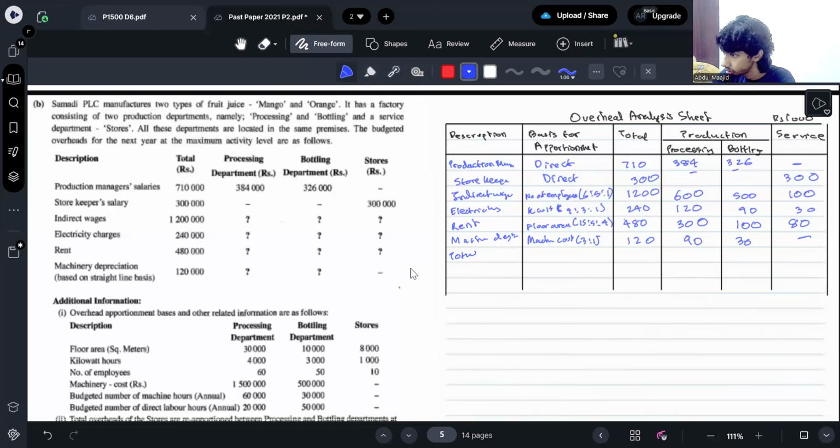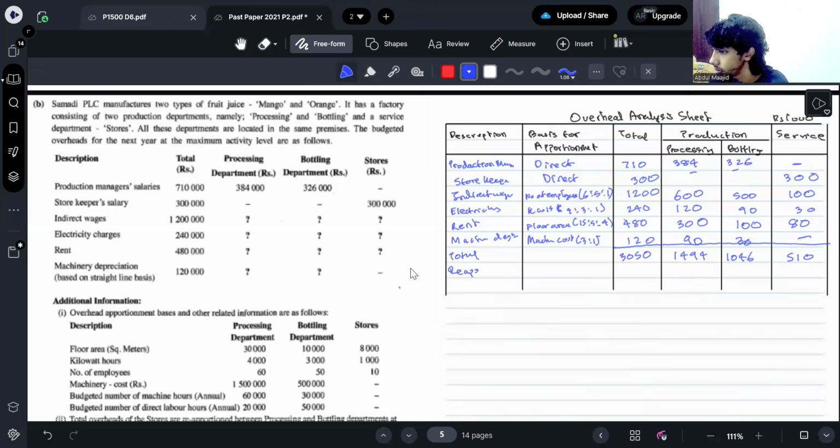Total: 710 plus 300 plus 1,200 plus 240 plus 480 plus 120, that is 3050. Processing: 620 plus 300 plus 90, 1494. Then bottling: 326 plus 500 plus 90 plus 100 plus 30, 1046. Service department 510. Okay. So then you have to reapportion it.